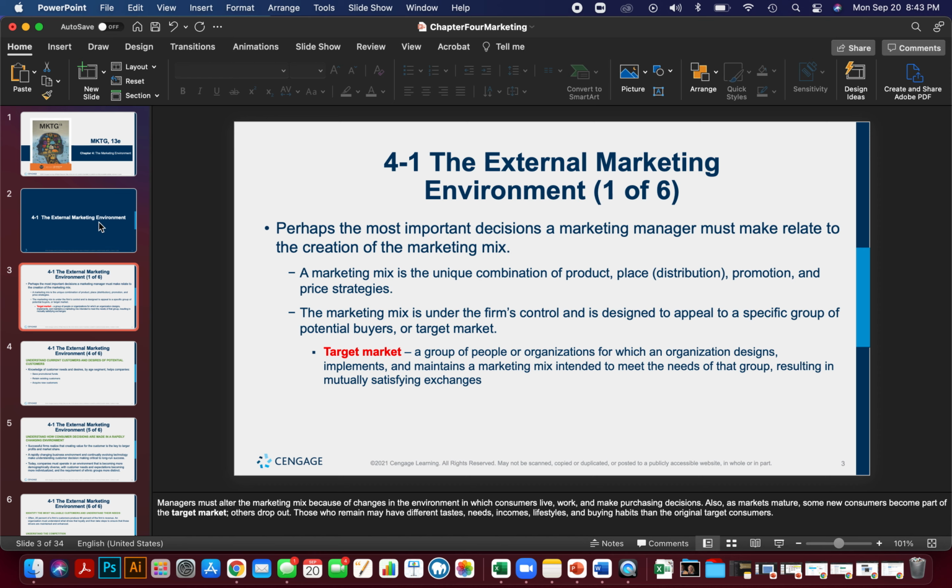The marketing mix is under the firm's control and is designed to appeal to a specific group of potential buyers, or in other words, the target market. A company's target market is a group of people or organizations for which an organization designs, implements, and maintains the marketing mix intended to meet their needs, resulting in mutually satisfying exchanges. So when we talk about segmentation and choosing a target market, we're not only talking about advertising, we're talking about the rest of the marketing mix too. How to price it for that target group, how to get it to that target group, how to obviously promote it to that target group, and the actual product itself.